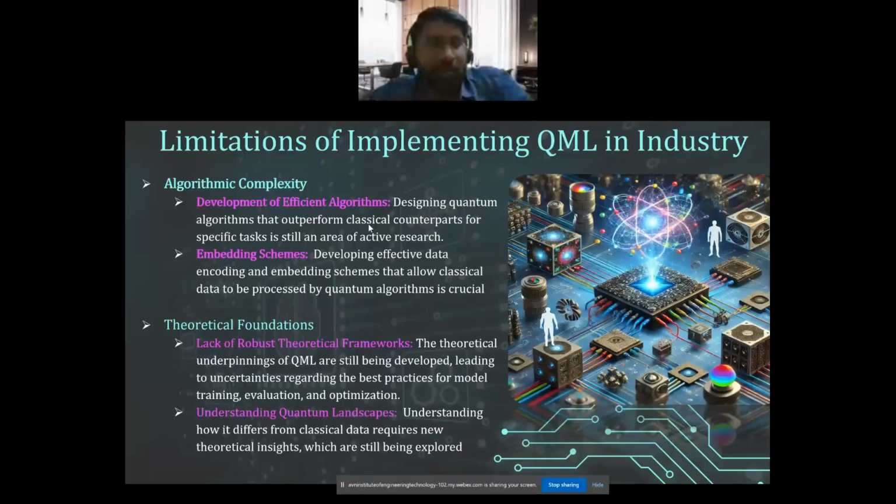For example, understanding of the quantum landscape is very different. So we need to be very knowledgeable about quantum machine learning, right? Then only we can make very useful things out of it. So that is also one of the limitations here.